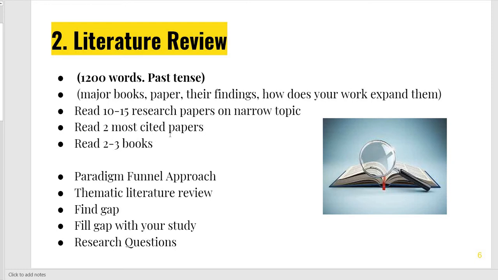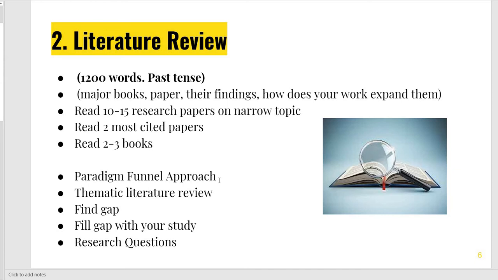When you go to Google Scholar, look at their citations. You will find that one research paper has been cited 500 times, one research paper has been cited 700 times. So find out the most cited papers, and usually most cited papers are given in the beginning. Read 2 or 3 books on your narrow domain. While you are writing a literature review, you will follow the paradigm funnel approach. Paradigm funnel approach means you will start from the bigger picture, and then you will make it narrower and narrower until you reach your topic.